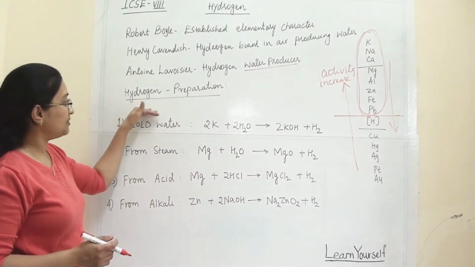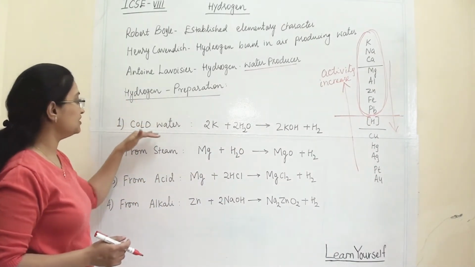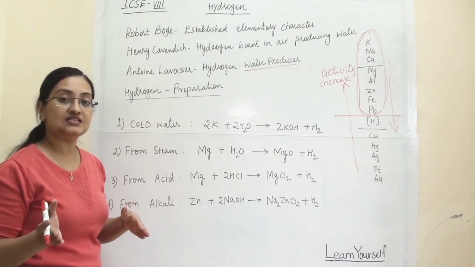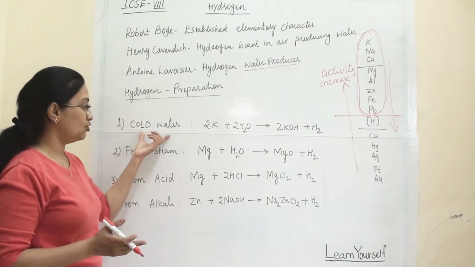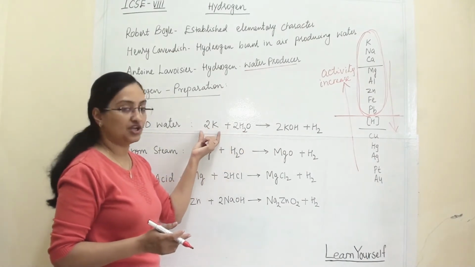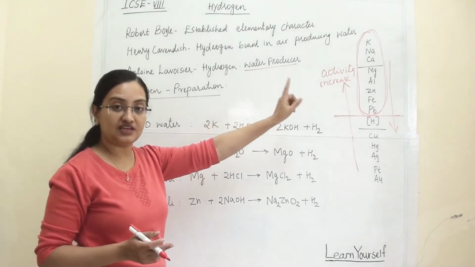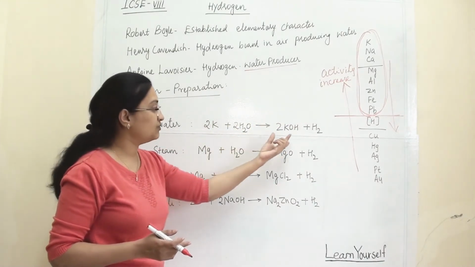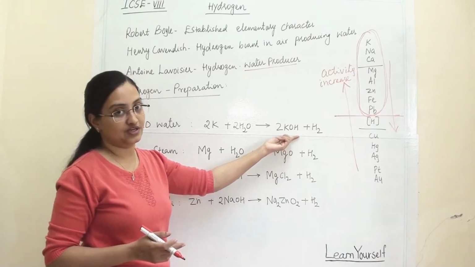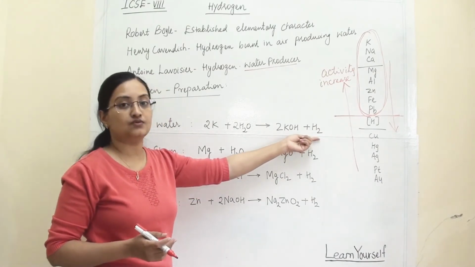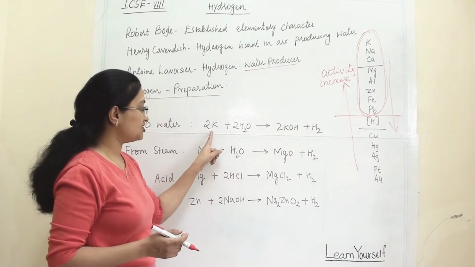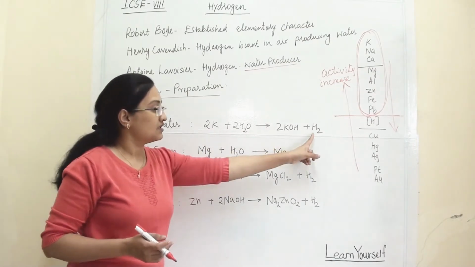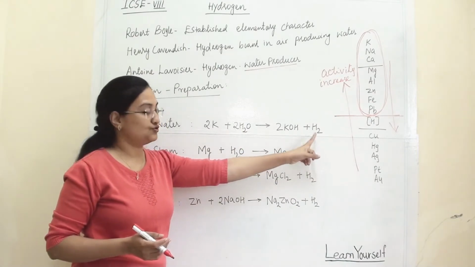Now these are the preparations of hydrogen. First, with cold water. You can prepare or synthesize hydrogen with cold water when it reacts with potassium. We know that potassium is a very active element. So when it reacts with cold water, it gives us a metal hydroxide, and hydrogen gas evolves from it. So potassium will give us potassium hydroxide and hydrogen gas.